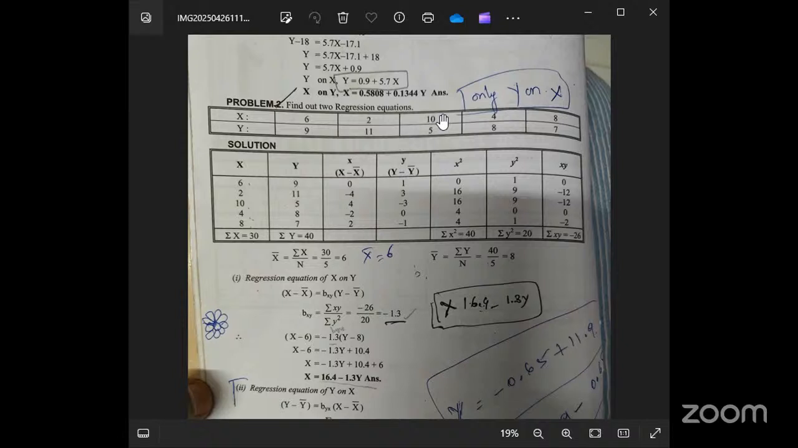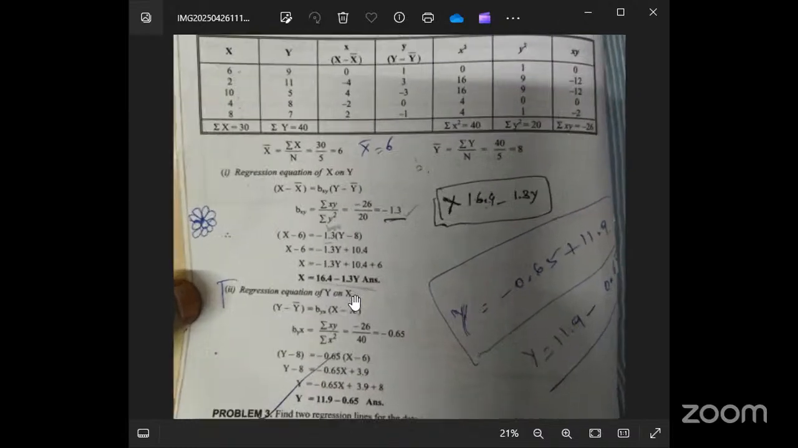If you observe the table, we got x square, y square, and xy. We are aware of how we got these values. So now we need to find the equation of x on y and the equation of y on x.